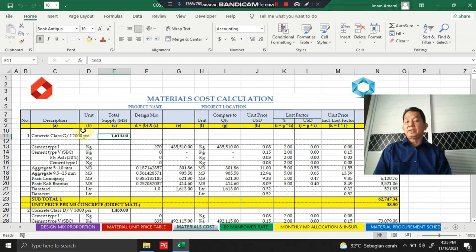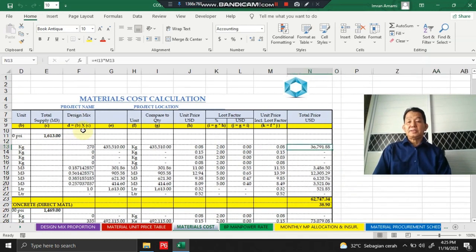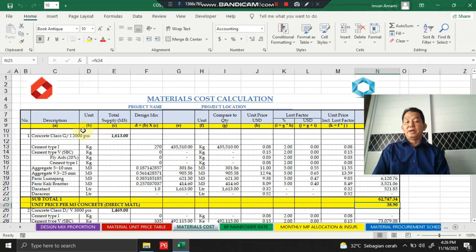Yes, the total concrete supply of each class, and then we find the quantity for the cement here, for the aggregate here, and the sand here, and also for the admixtures, the super plasticizer, I mean. And then we have the unit price here. This is based on the unit prices offered by our supplier that supports this project. We also include a loss factor for each concrete raw material, and then we find the total price for each concrete raw material, and finally the total price for each class of concrete, and also the unit price per cubic meter of each class of concrete.